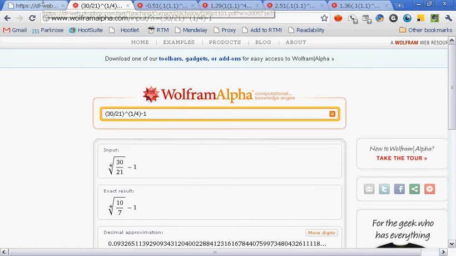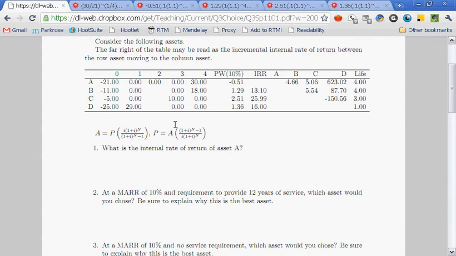relatively simple calculation. The next question is that at a minimum acceptable rate of return of 10%, with a requirement to provide 12 years of service, which asset would you choose? This is set up so that you can use the annual worth criteria, the repeated purchases. This requirement of 12 years is what you should be looking at as the important part. And again, we're in that special case where all the lives of the assets, 4, 4, 3, and 1, are factors of this planning horizon we're looking at here, 12 years.